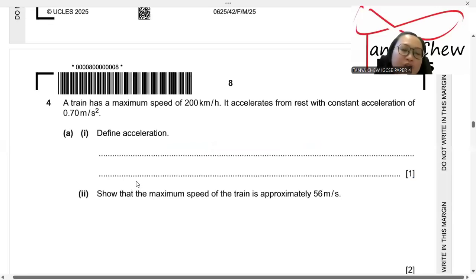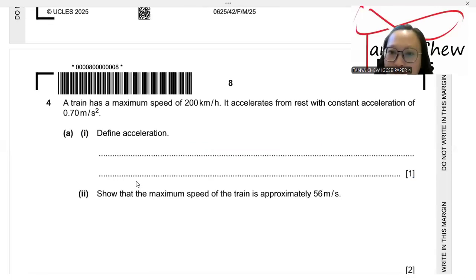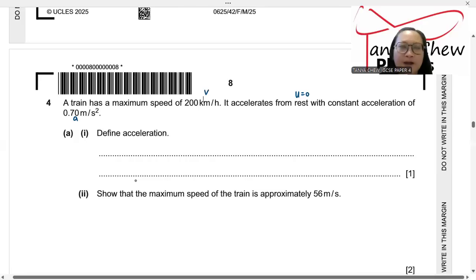The next one, question number 4. A train has a maximum speed of 200 km per hour. It accelerates from rest. I love to put this, u equal to 0. From rest, u equal to 0. U represents initial velocity. With constant acceleration of 0.7 meter per second squared. That's a. This is v. A, part 1, define acceleration.